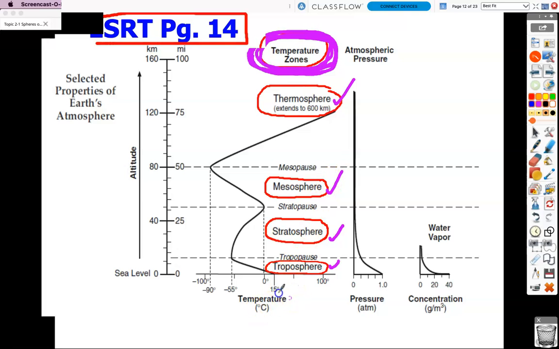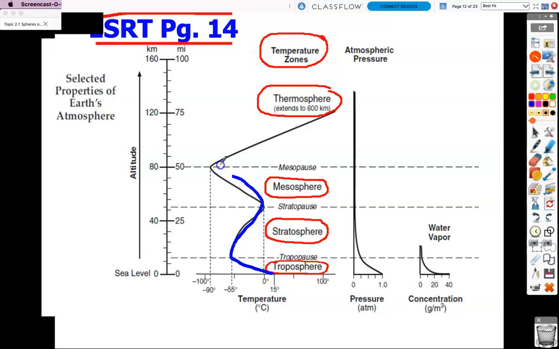Because down here, you see this? It says temperature. You've got a temperature graph. Let me clear this. Let's use blue and highlight the temperature graph. It zigzags here, there, and there. I'm doing this with a mouse, sorry. There's your temperature graph. So those are your temperature zones.